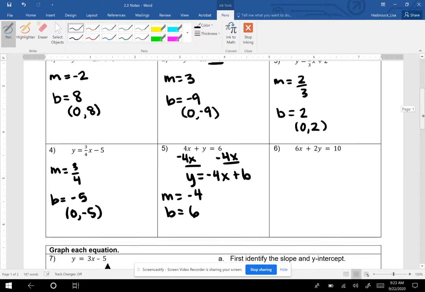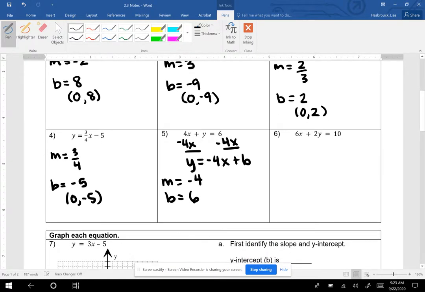We'll need to do the same thing for number 6. 6x plus 2y equals 10. We'll need to get that y alone first. So subtract 6x from each side. The 2y is now alone. Notice I'm not combining the 10 and the negative 6x. They are not like terms. We cannot add them together. I put the negative 6x first, and then I'm going to put the plus 10.